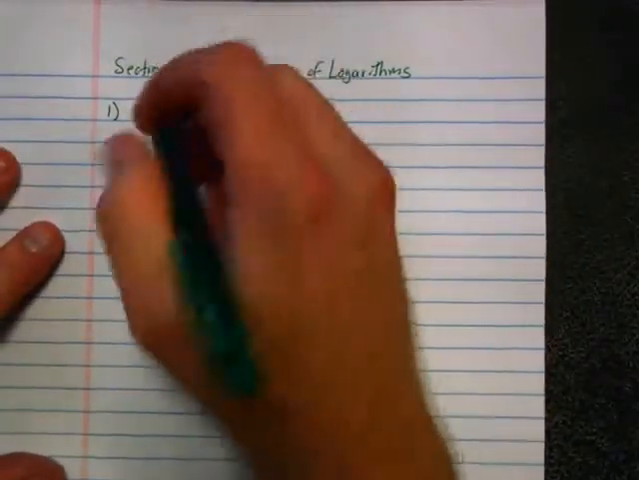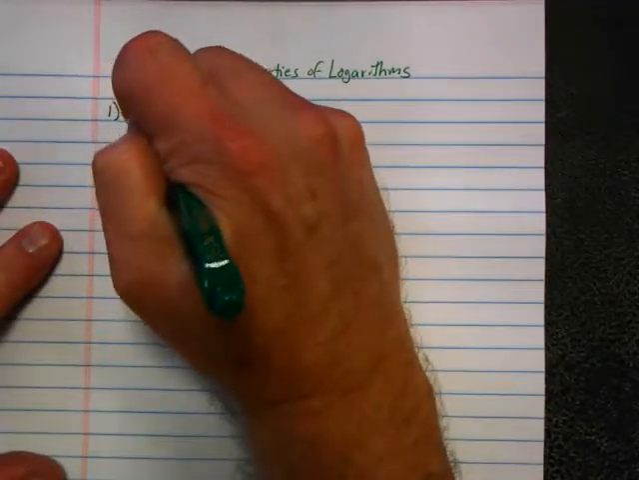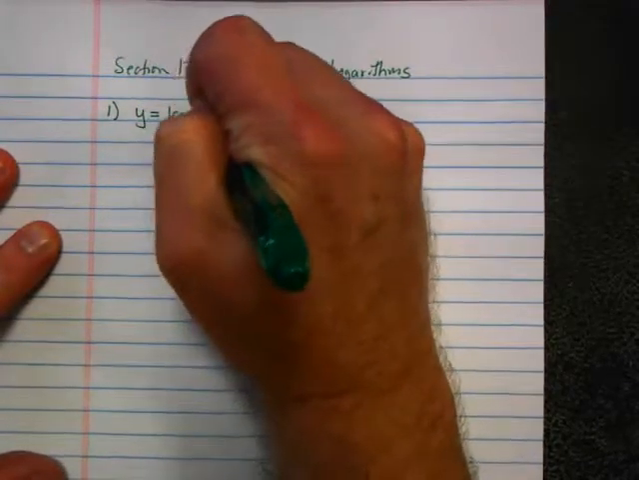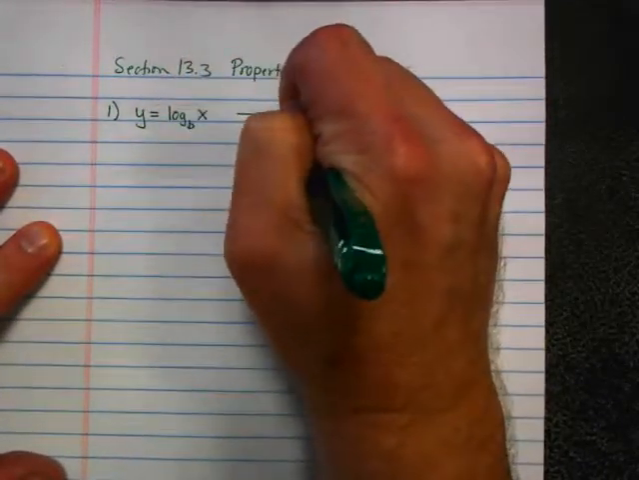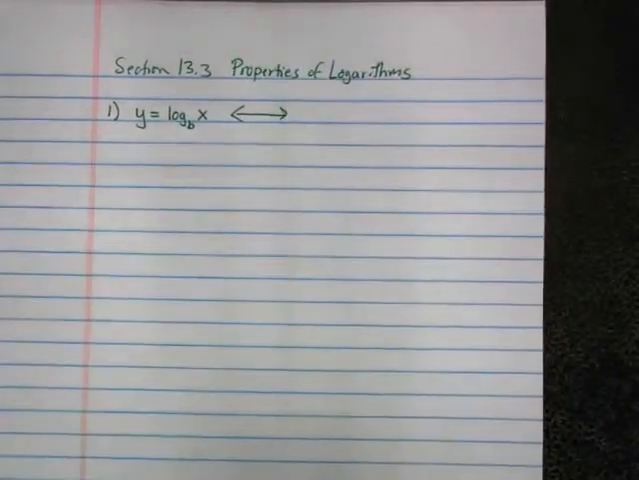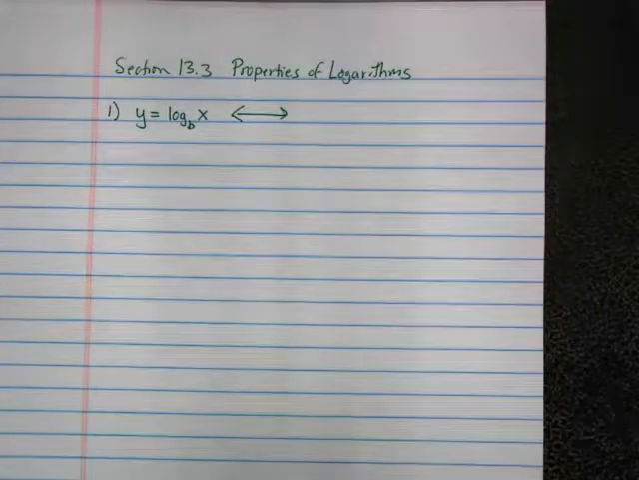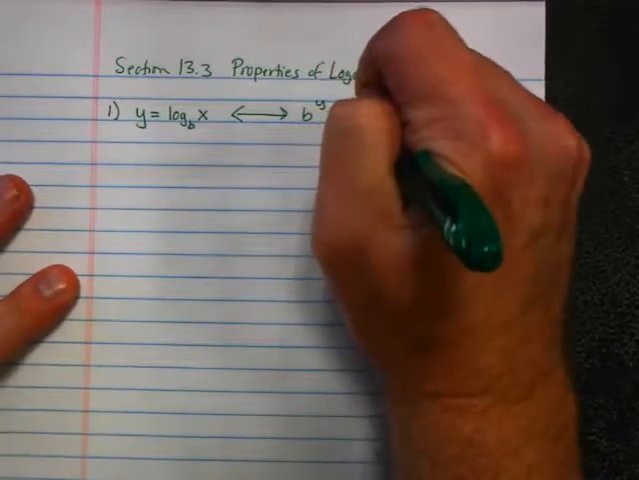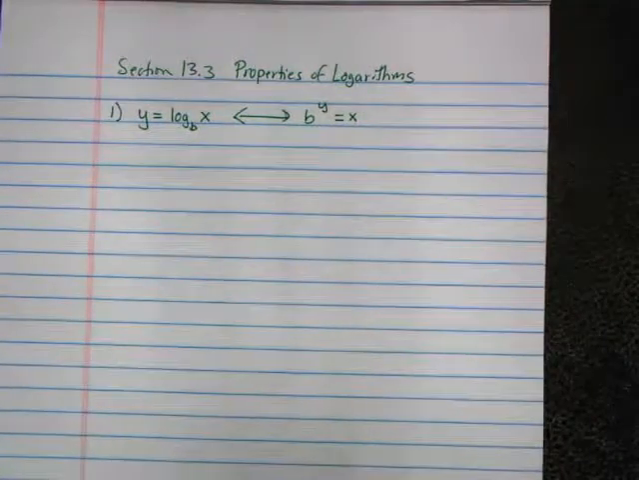The first property is just a definition. y equals log base b of x. What's that the same as? b to the y equals x. All right, so that was our definition. That's what we did in section 13.2.